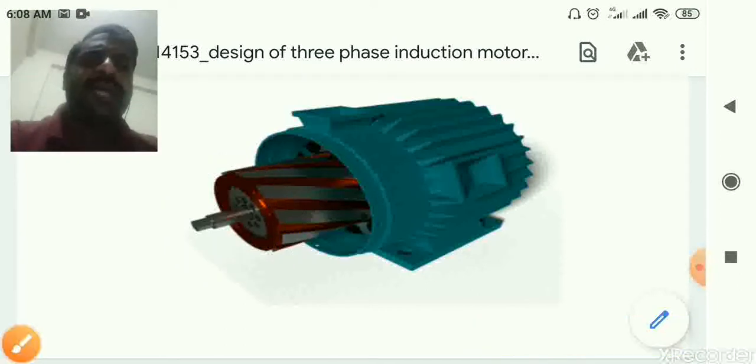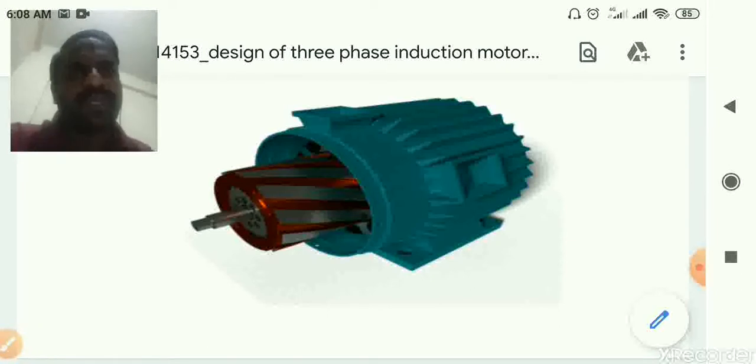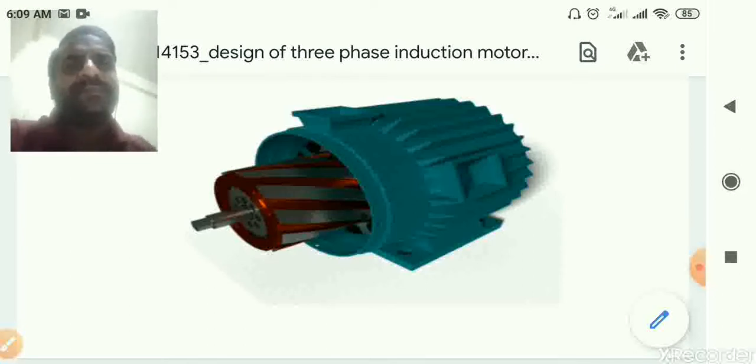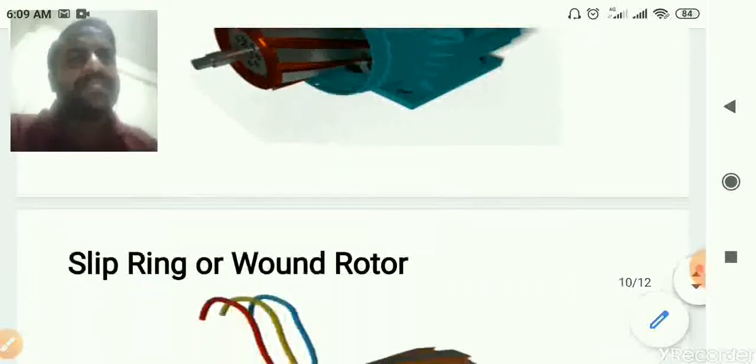The main advantage of the squirrel cage induction motor is that it is very simple in construction, and as the winding is not involved, the maintenance of this squirrel cage induction motor is very less. So it has a very rigid construction. Also, because of the absence of the winding, the cost of the squirrel cage induction motor is comparatively less than the slip ring induction motor. Now we will look at the slip ring induction motor.